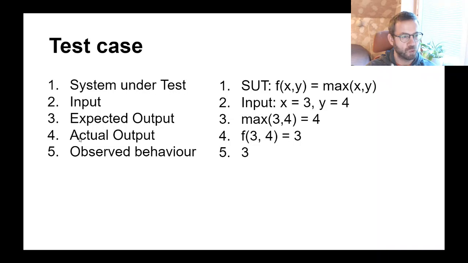And then we run the test and we get some actual output. And in this case, we have a bug apparently in the program, so it returns 3. And then we have an observed behavior. It's when we run the program, we observe a 3. And then we compare the expected to the observed behavior, and then we realize, okay, something is wrong in the max method. Perhaps it returns the first item or something like that.